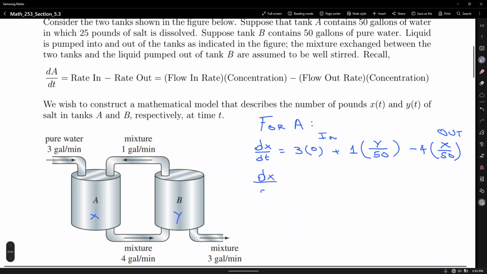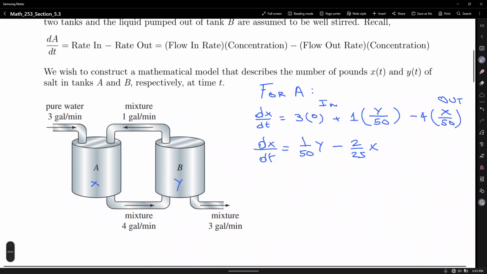Let's simplify dx/dt. It equals 3 times 0, which is 0, plus 1 over 50 y, minus 4 over 50, which reduces to 2 over 25, x. So that is our first equation. Number two, let's do exactly the same for B.